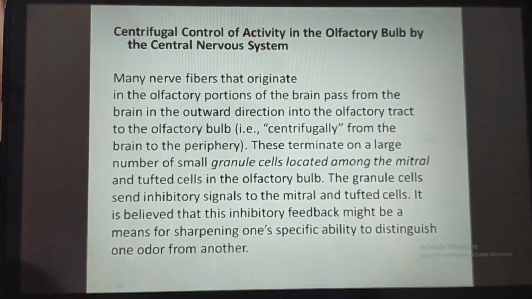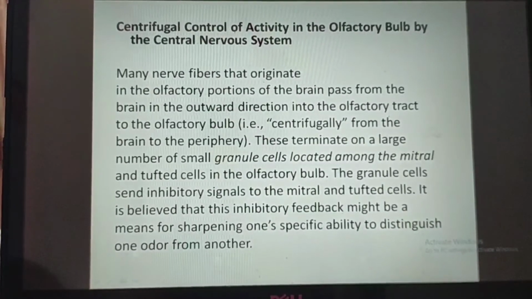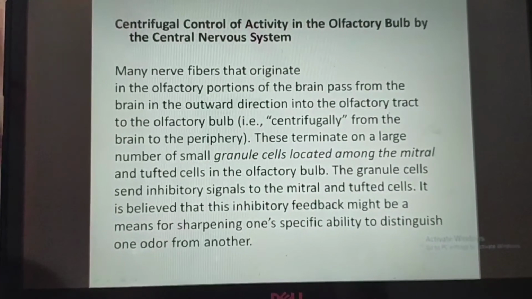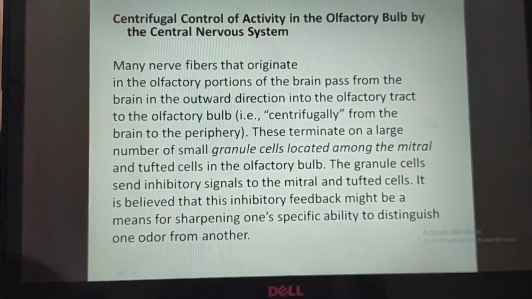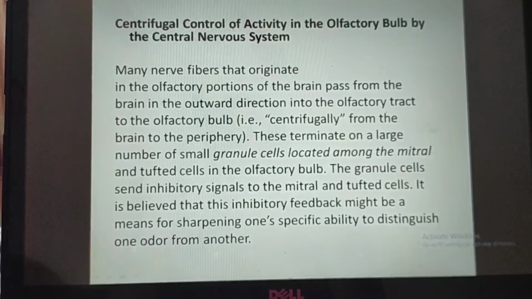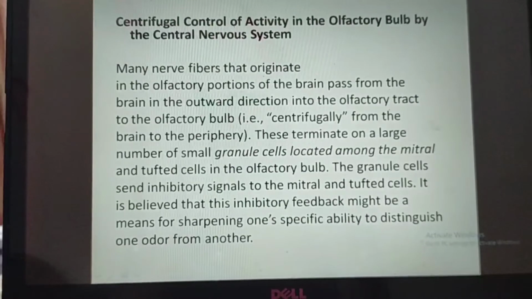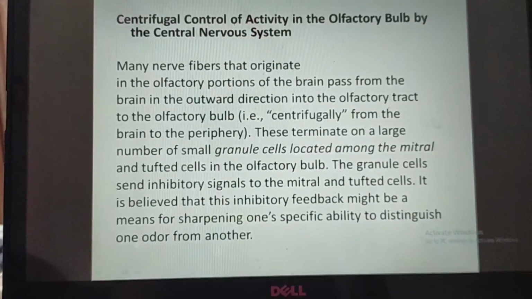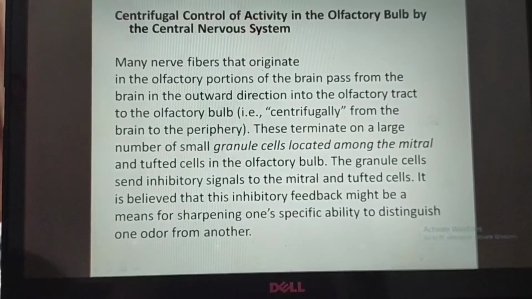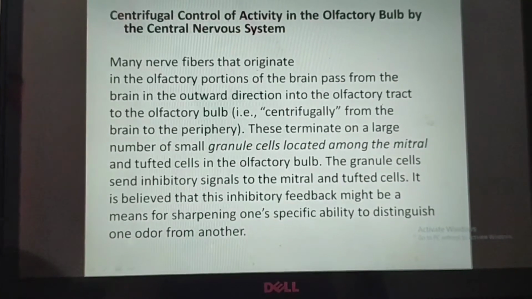Centrifugal control of activity in the olfactory bulb by the central nervous system. Many nerve fibers that originate in the olfactory portions of the brain pass from the brain in the outward direction into the olfactory tract to the olfactory bulb. These terminate on a large number of small granule cells located among the mitral and tufted cells in the olfactory bulb. The granule cells send inhibitory signals to the mitral and tufted cells, and it is believed that this inhibitory feedback might be a means for sharpening one's specific ability to distinguish one odor from another.